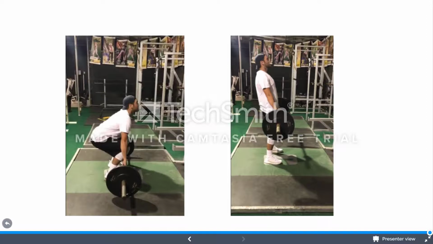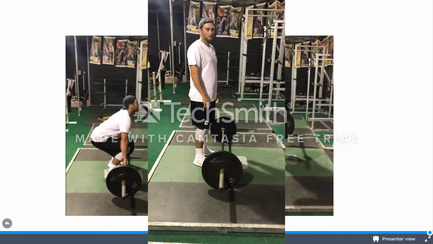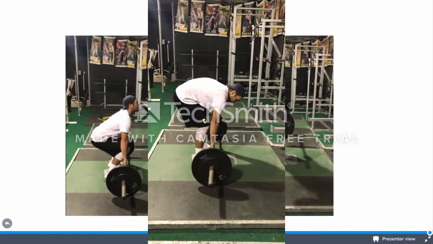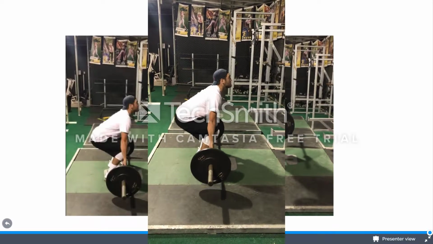The included video of the deadlift being performed will show you the correct form and the incorrect form. The first two reps are correct form and the last two reps are incorrect form.